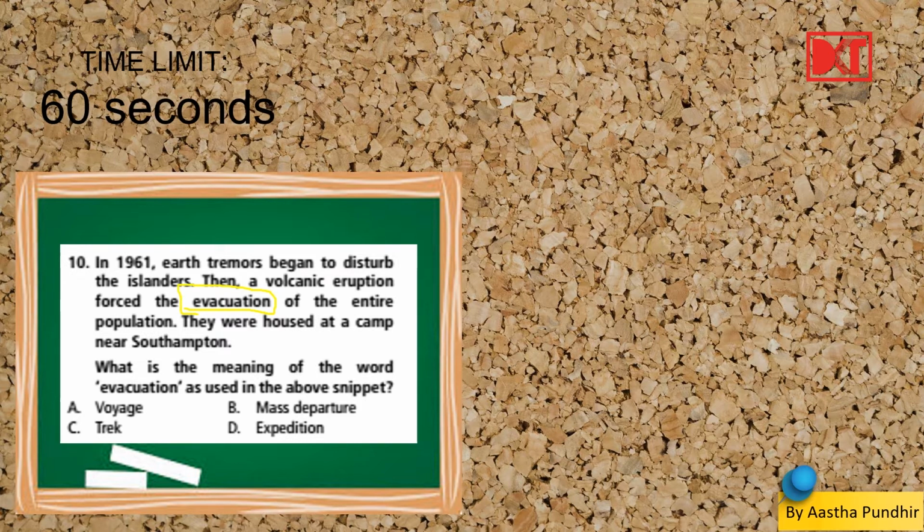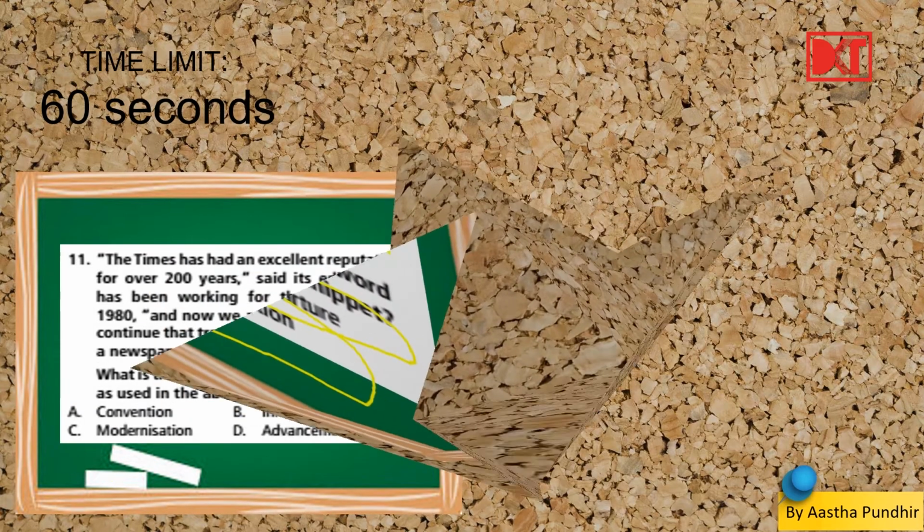So here, voyage, mass departure, trek or expedition. Now here, evacuation of the entire population. So we can guess that here the meaning is mass departure. Of whom? The entire population, and they were then housed at this camp near Southampton. Alright, it was not a fun voyage or trek or expedition. It was a mass departure. Right.